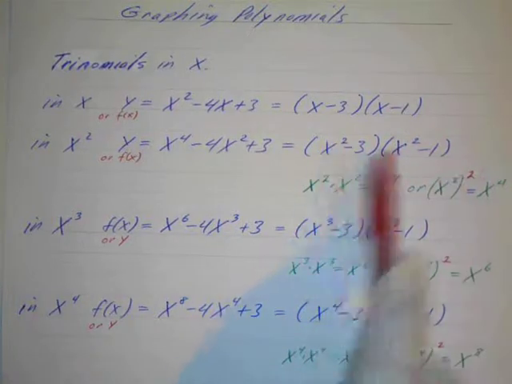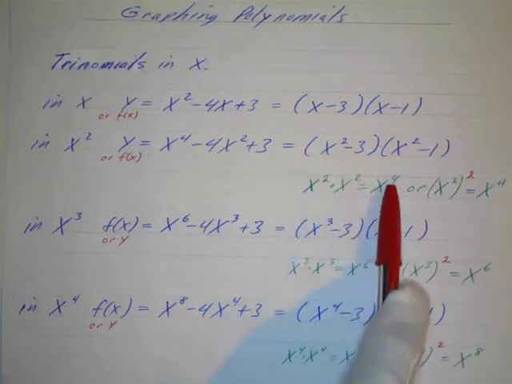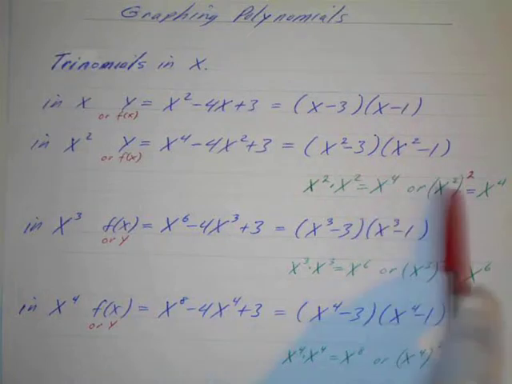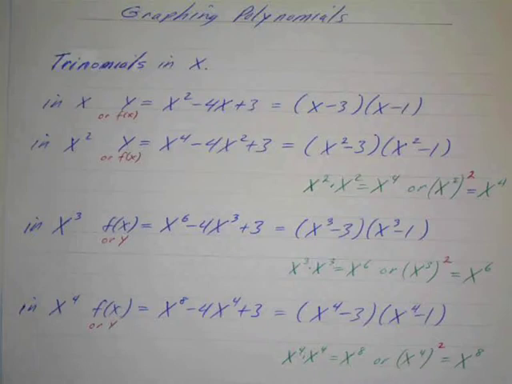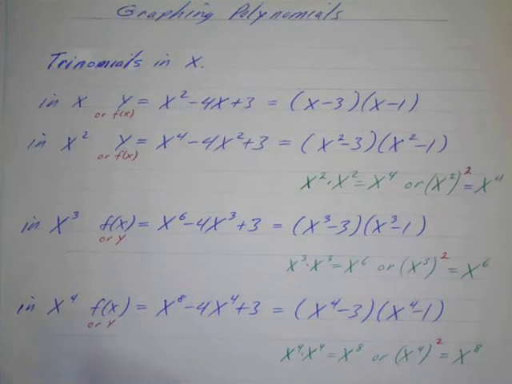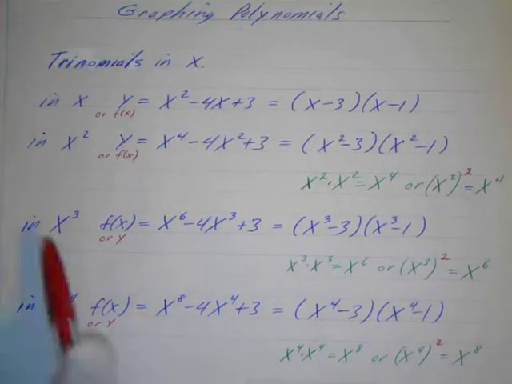And you can see x squared times x squared. Remember, when we're multiplying, we add the exponents, so it'd be x to the fourth. Or if we were squaring and we're thinking x squared squared, we multiply when we are squaring. Same situation. Okay, here's a trinomial that is in x cubed.